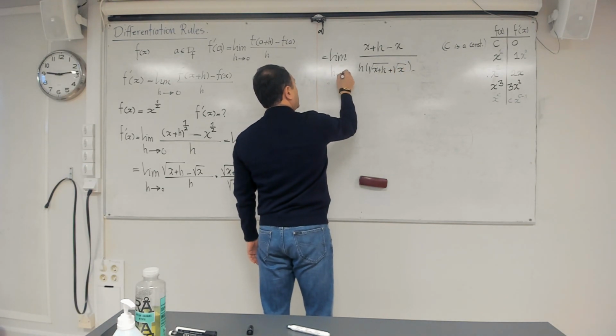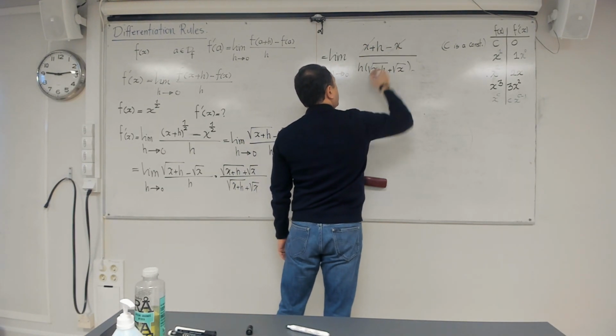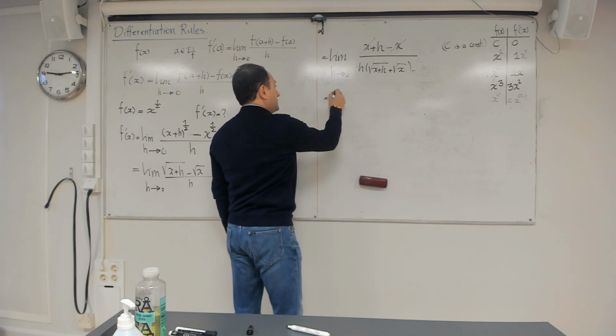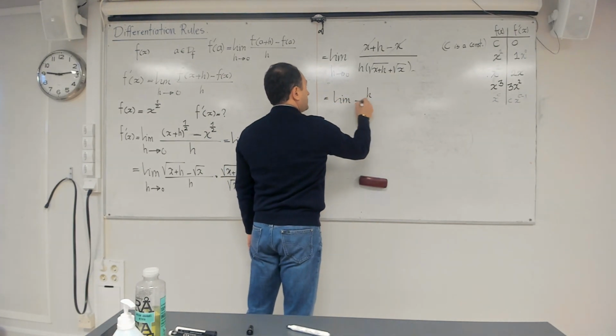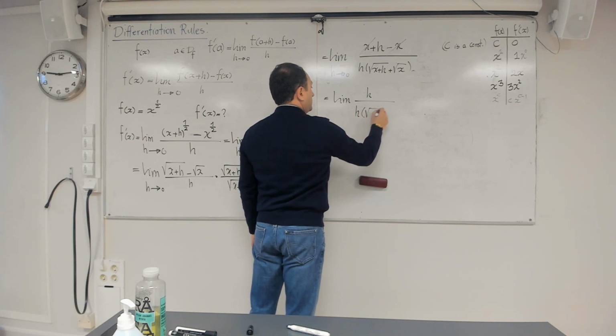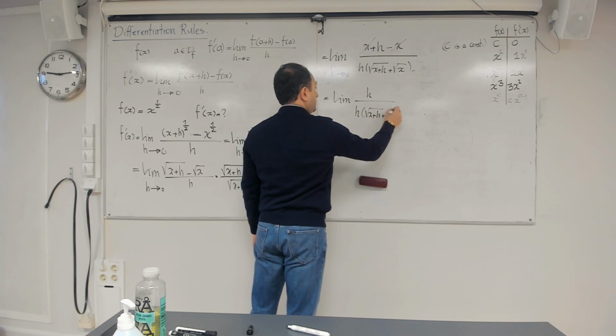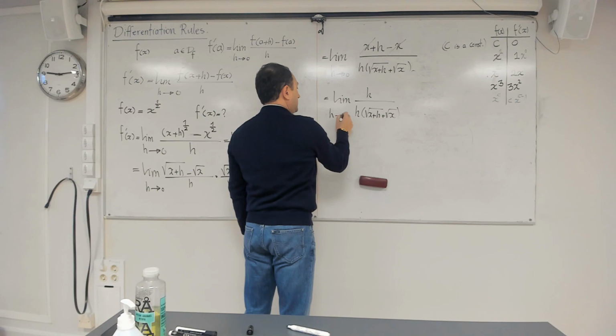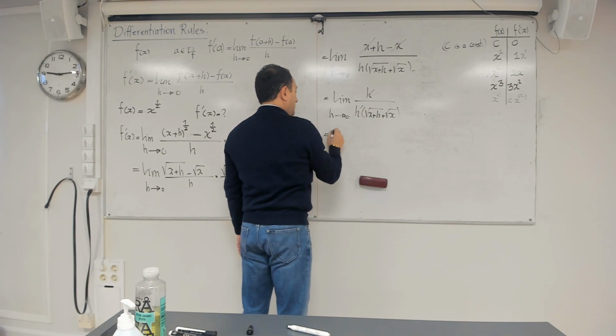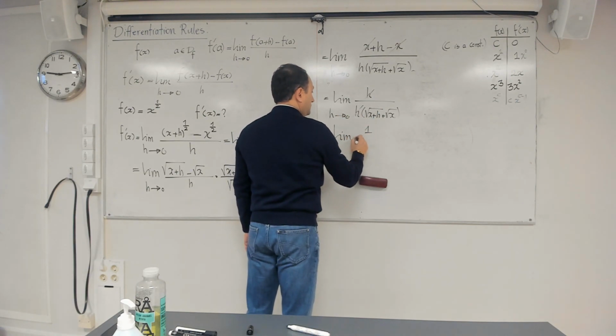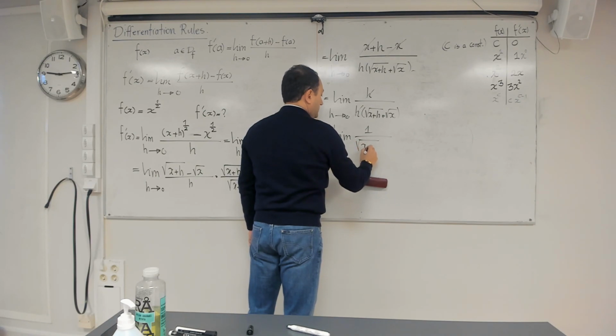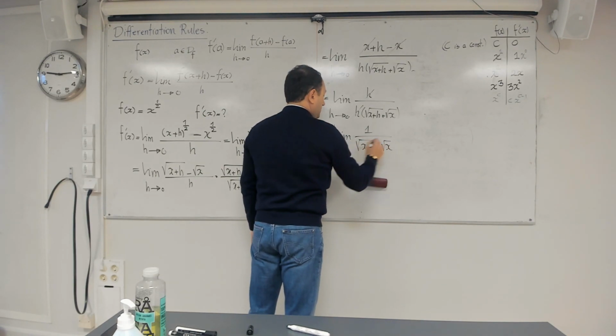As h goes to 0, now this x and that x are cancelled. So what is left in the numerator is just h. And then I have h times the square root of x plus h plus the square root of x. As h goes to 0, now this h and that h are cancelled. So I have 1 in the numerator, over the square root of x plus h plus the square root of x.